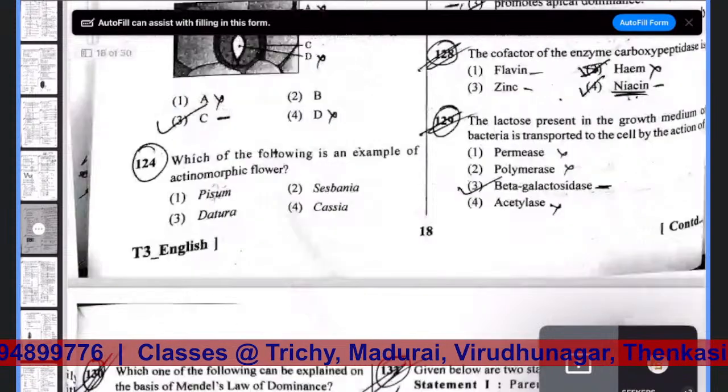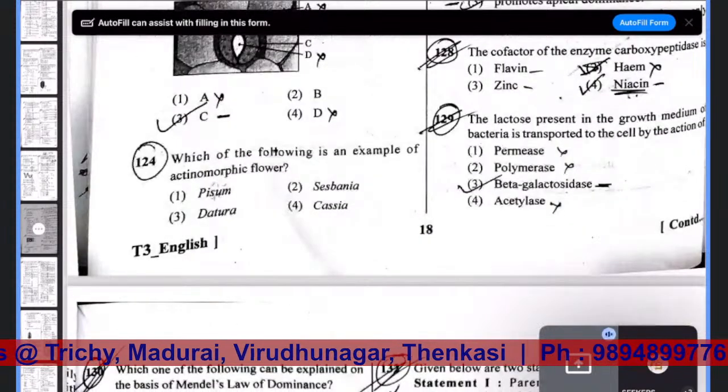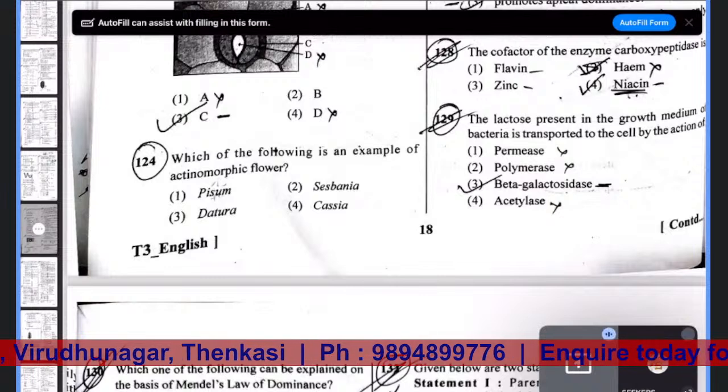Question number 129. The lactose present in the growth medium of bacteria is transported to the cell by the action of.